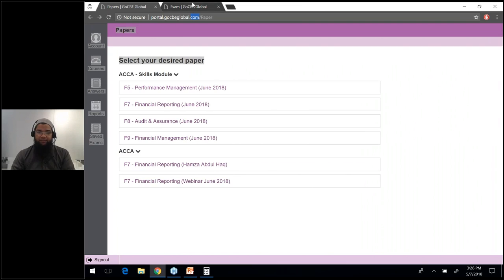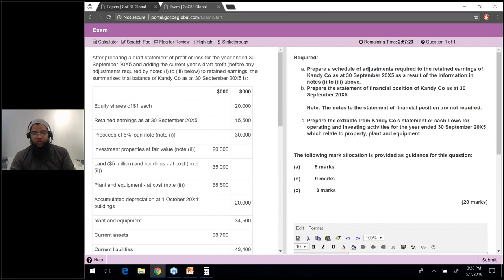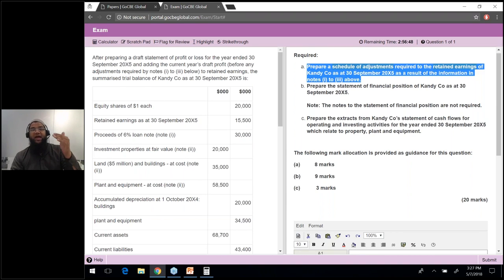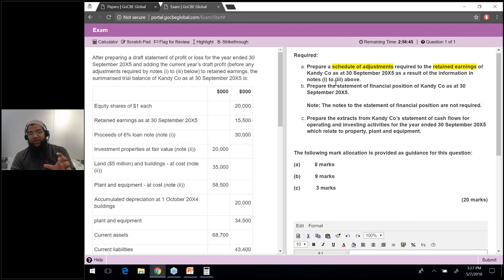Okay, so now we are starting the exam. Now I'm going to start the question from the requirement. The requirement is: prepare a schedule of adjustments. In the exam, you're going to have an option to highlight the important areas. So I'm highlighting this: my work is to schedule the adjustments required to the retained earnings of Candy Company as at 30th September 20X5 as a result of the information in notes 1 to 3 above. So we need to prepare a schedule of adjustments where we are going to recalculate or adjust the retained earnings.